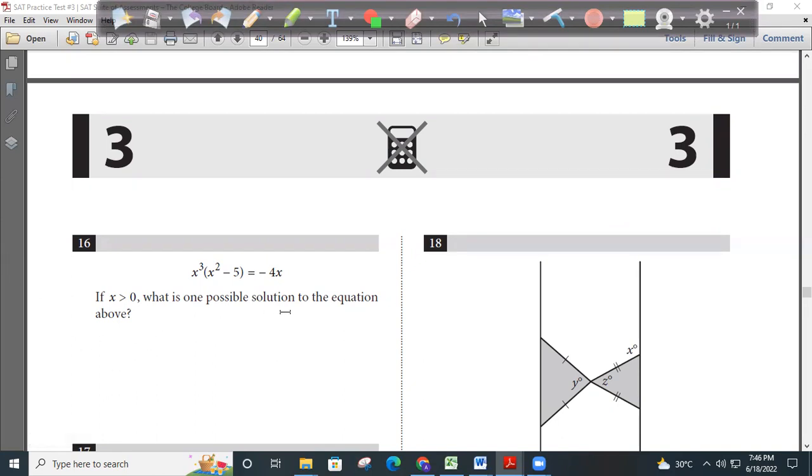Whenever they say what is one possible, there is a chance that more than one option is correct. You need to keep the conditions of the question also into consideration when you are solving. So the condition mentioned here is x should be greater than 0. Please do keep that condition in your brain. Okay, very good. Most of you have given me answer. Others, just give me your answer.